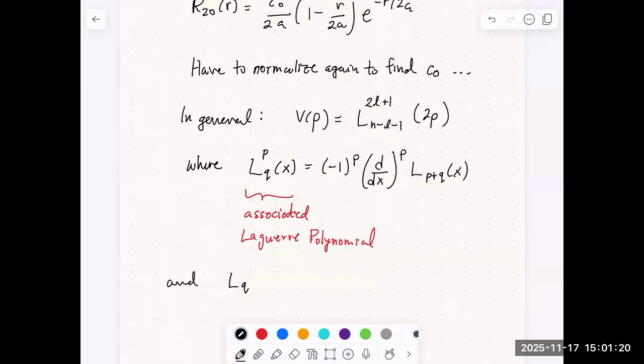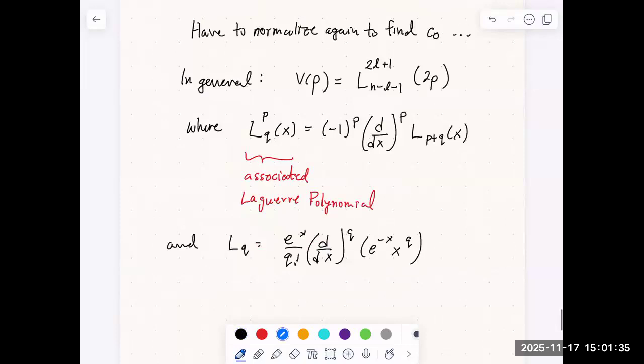So this L_q is e to the x over q factorial, d by dx, the qth derivative of e to the minus x, x to the q. And this is the Laguerre polynomial.